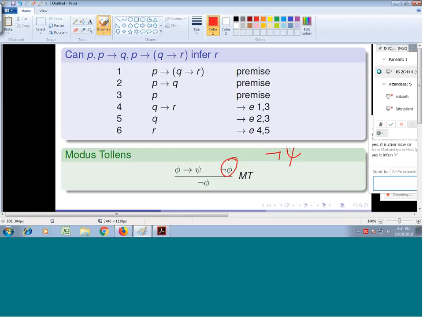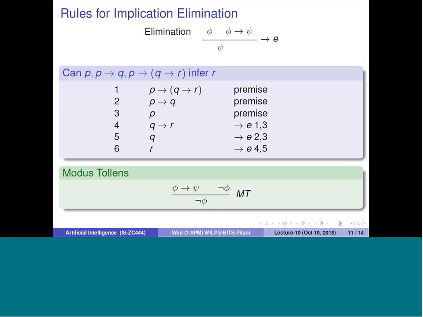Okay. So what is this? Phi implies psi, but the psi is not there. What does it mean? Both of these things are given. It means not of phi. Again, because if phi was there, then you would have got the psi. But since you don't have the psi, it means that not of phi is there. Okay, you understand this thing. So this should be not of psi. Okay. So this particular proof rule has a name.